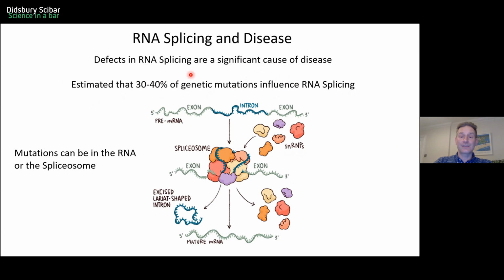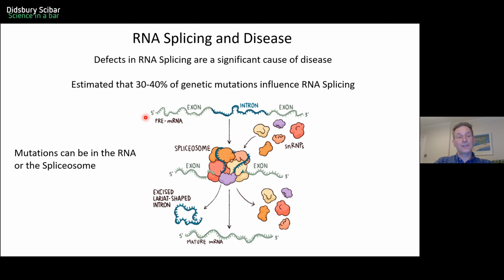And you can imagine that there are a lot of ways that this splicing could go wrong. You could get mutations in this pre-messenger RNA, maybe near these splice sites, that prevent the spliceosome from recognizing where an intron or an exon is, or mutations that keep an intron in, or put the wrong exons together.